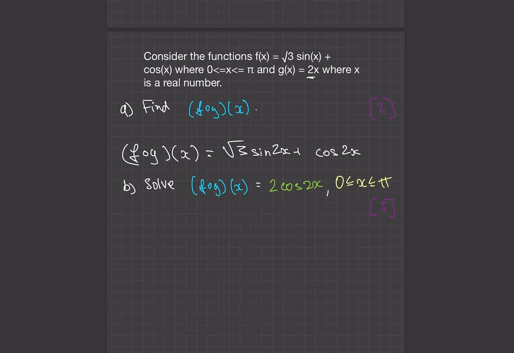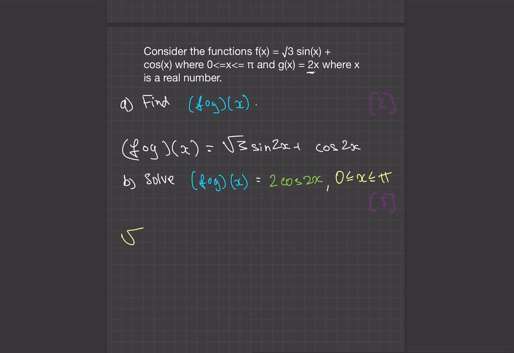2 marks, easy. Now the second part is a little more difficult. So we want to solve this f of g of x being equal to 2 cos 2x, where x is in that domain. So let's just go ahead and substitute what we found for f of g. I'm going to use this yellow color. So root 3 sine 2x plus cos 2x is equal to 2 cos 2x. Now, quick hint. Because we have sines and cosines, and there's no squared, because if they were squared, we could write them in terms of the other one with the identity. However, we don't have that.